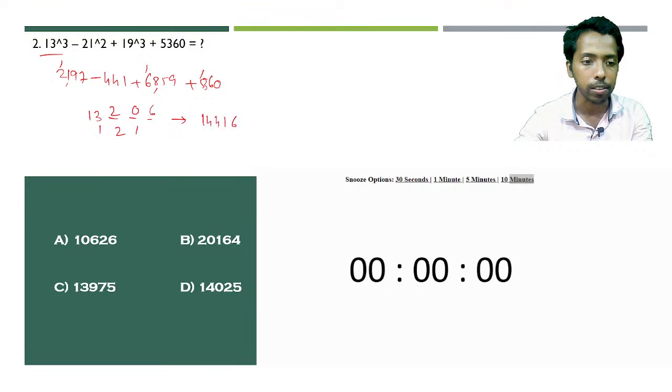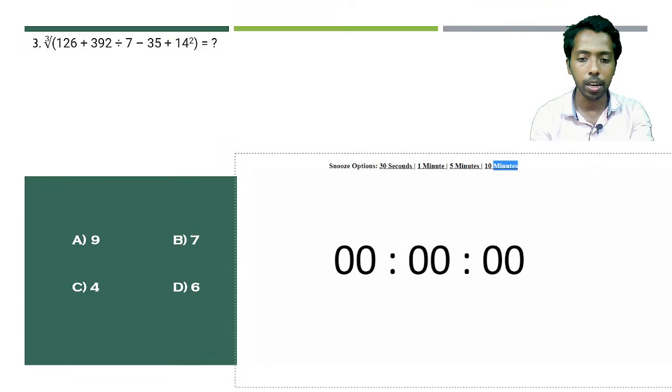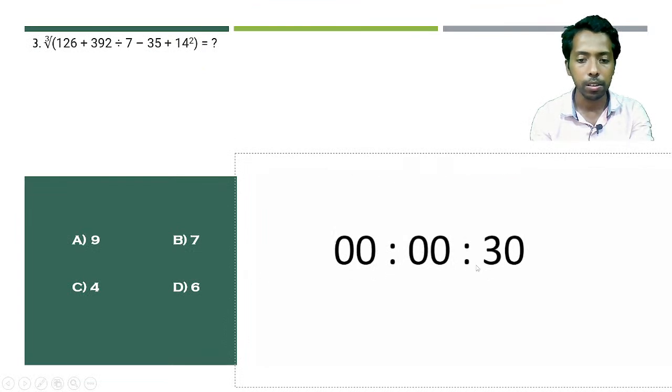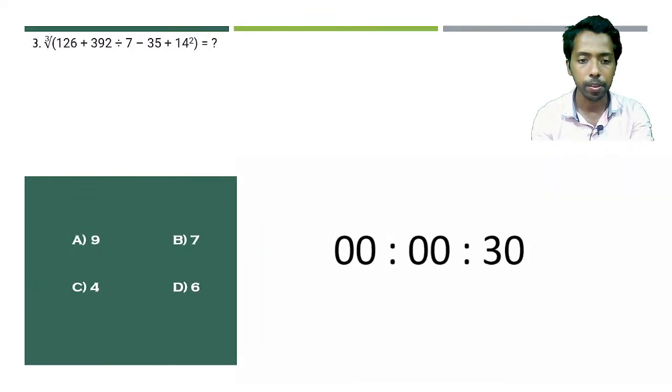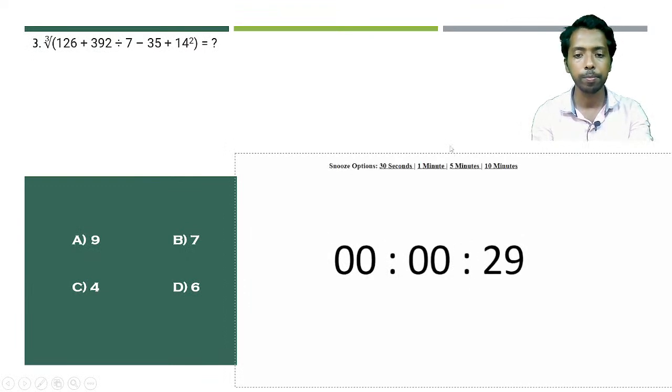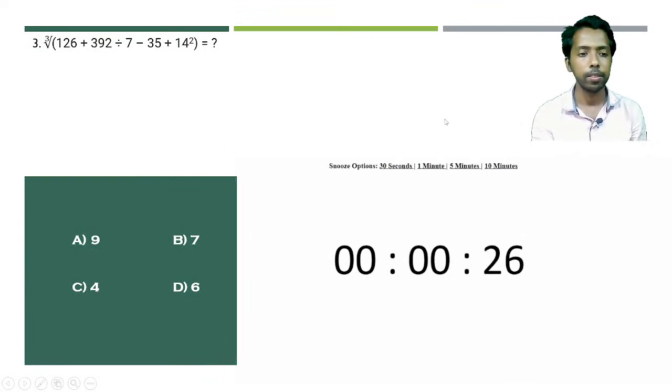Now subtract 441 from the same, that is this is 5 and only two values. Let's see, this is 140, if this is 41, so 3 less, 13975. So option C is the answer, right? Moving to the next one. Here's the next one and here's the timing for you. This is it, and here it is. Right, solve it.